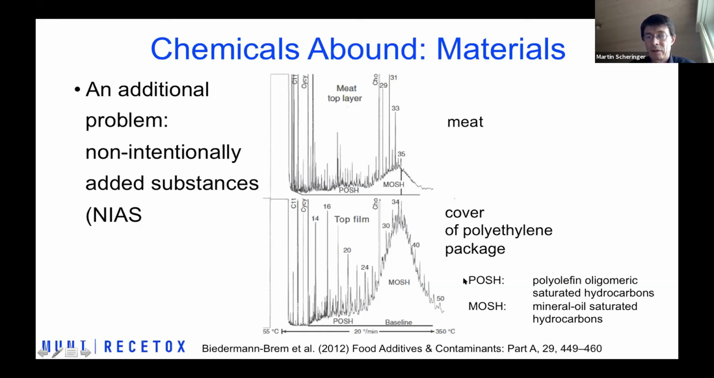There are 2 groups of substances here. The POSH are the polyolefin oligomeric saturated hydrocarbons, and they are from the polyethylene. And the MOSH, the mineral oil saturated hydrocarbons, are from the glue. And our concern here is not just that they are present in the polymer, in the plastic, but also present in the meat, in the food that people eat, because normally we would assume a plastic package should be safe and clean, and we would not expect as consumers that these chemicals are present in our food.